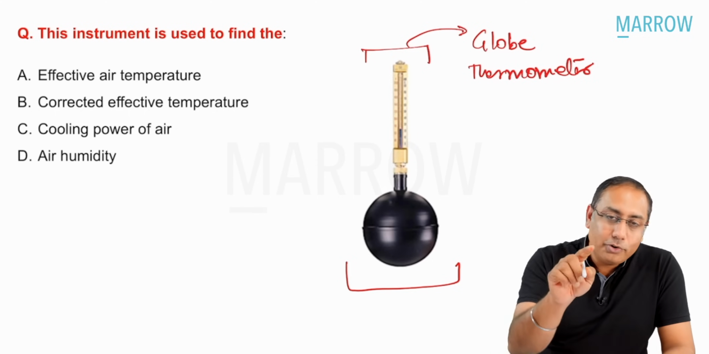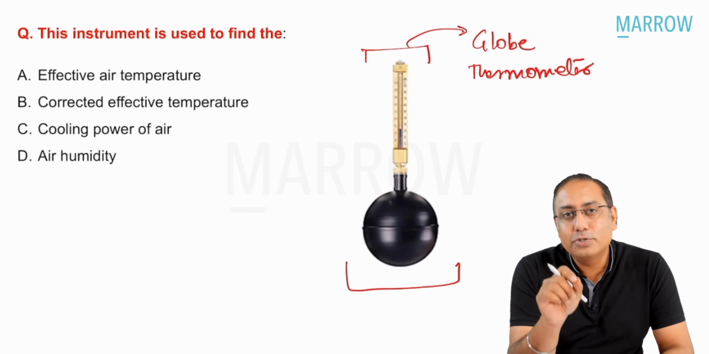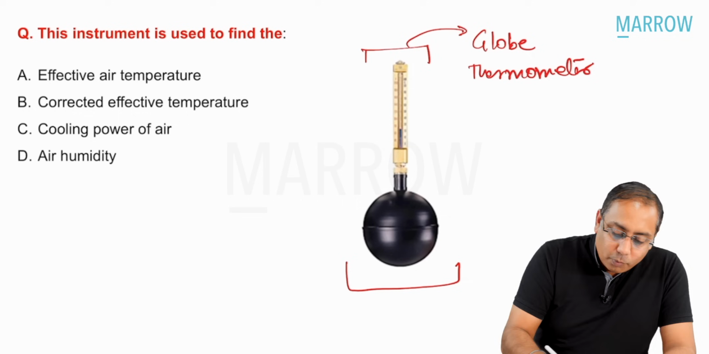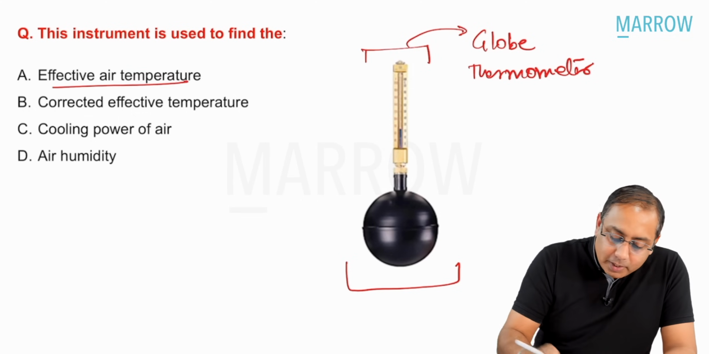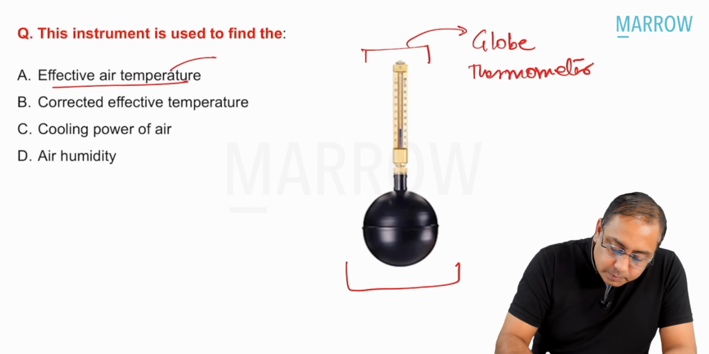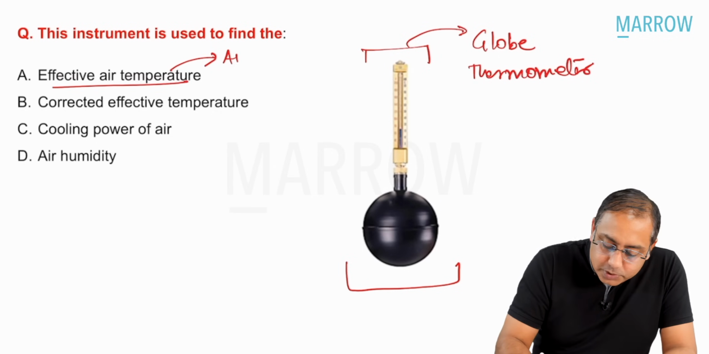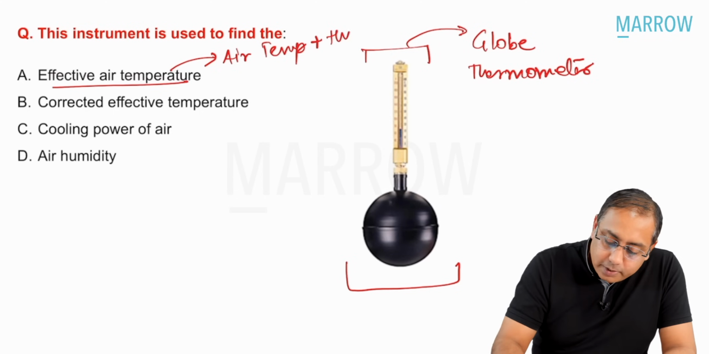Beta, if you have listened to the main videos or the revision videos, you will recall: what is effective air temperature? Effective air temperature includes air temperature. It also includes air humidity. And it also includes air movement.